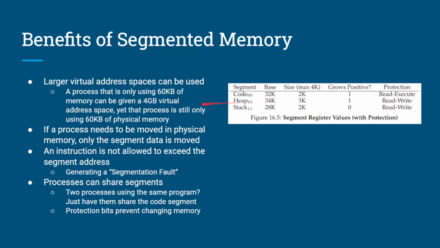Yet with this address scheme, with segmented addressing, we can have our 4 gigabyte virtual address space, yet the process will only use 60 kilobytes of physical memory, thus eliminating internal fragmentation. One of the nice benefits of segmented memory is that if we need to move any one of the segments or multiple segments, we can move just that segment and change the base address.